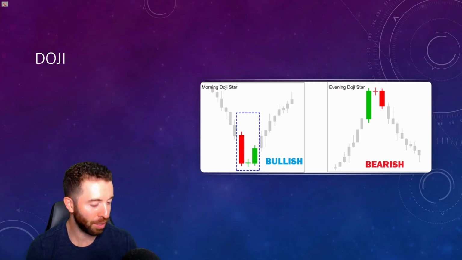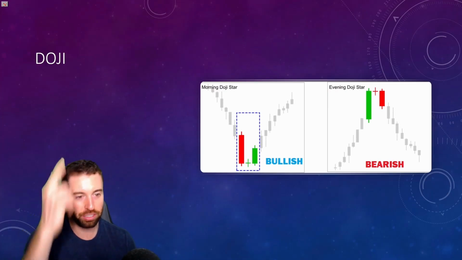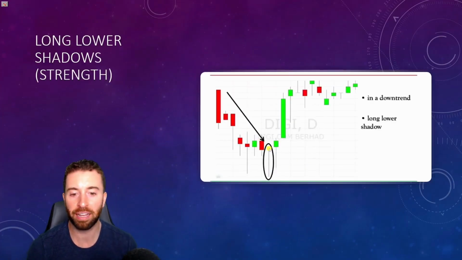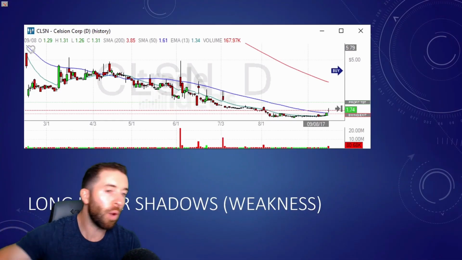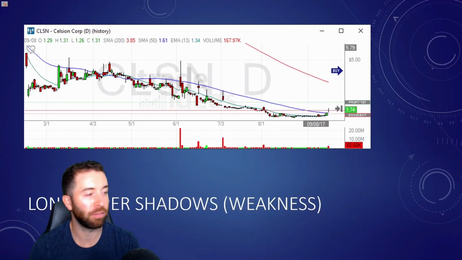Doji star, you found your bottom. Get ready for a bounce on up. Doji star at the very top, you know you're coming back on down. Long lower shadows, you know you're at your bottom. Get ready for this thing to spike back on up. Long upper shadows, watch this thing spike on up. You know it's coming right back on down.